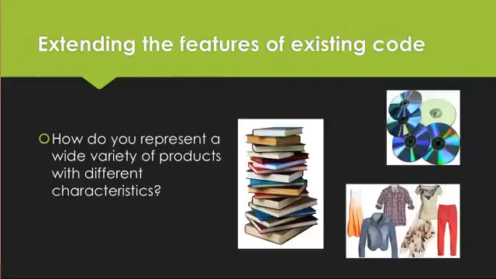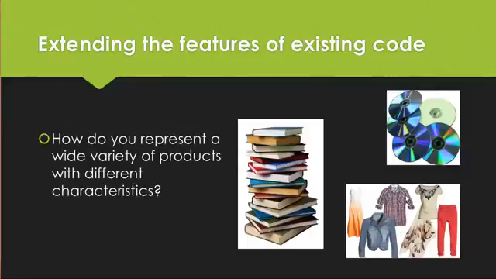Here's an example of where inheritance becomes a very handy feature in an object-oriented programming language. How do you represent a wide variety of products with different characteristics? When you're selling a product, if you're a retailer, every product you sell has a price and a name and a stock keeping unit. But books have additional characteristics beyond price, name, and stock keeping unit, like ISBN, number of pages, author. CDs and DVDs have different characteristics, and so does clothing, right?